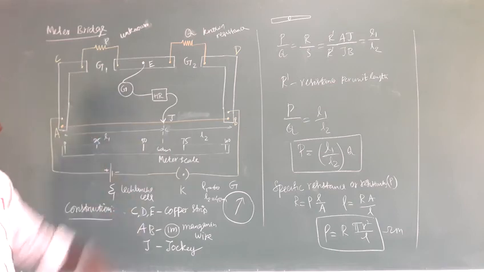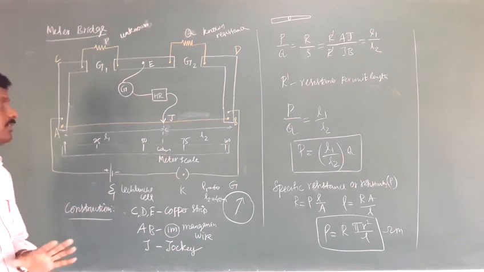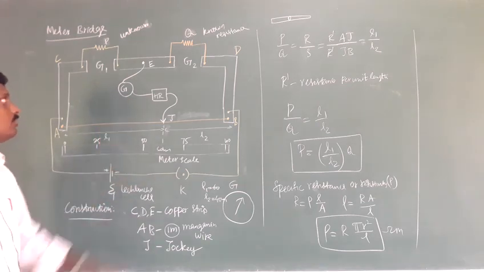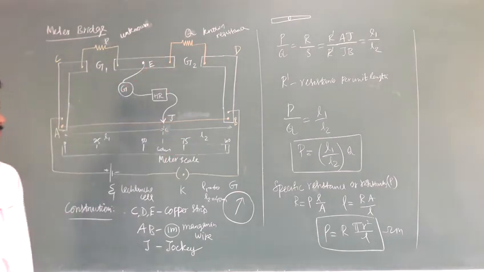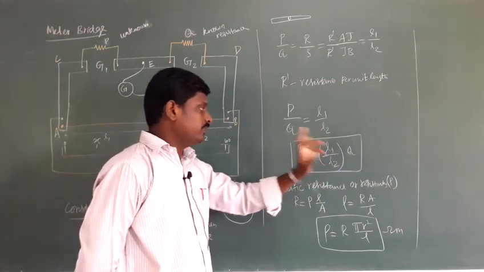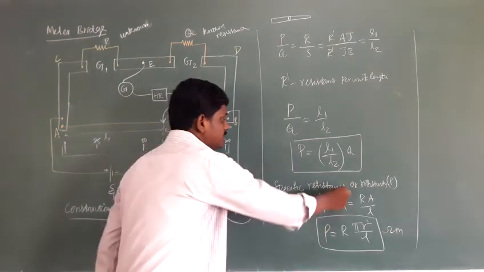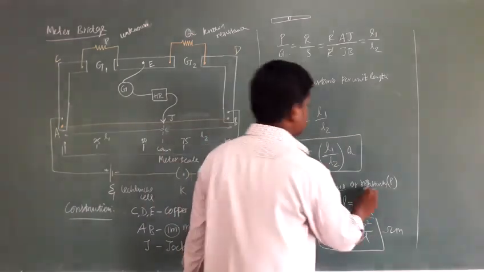Wheatstone bridge is P by Q equal to R by S. When the bridge is balanced, Ig is equal to 0. Here, in the meter bridge balance, Ig is equal to 0. So P by Q equals R by S, that is L1 by L2. We know L1 and L2, and we know the known resistance Q. Then the next step, we are going to find the specific resistance, or resistivity, of the given wire.